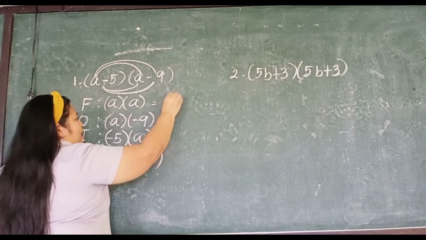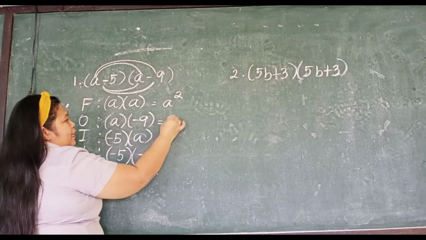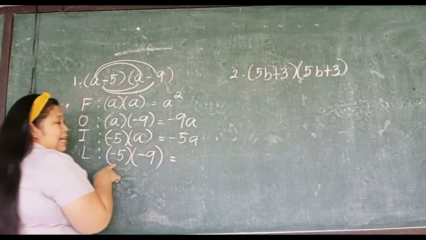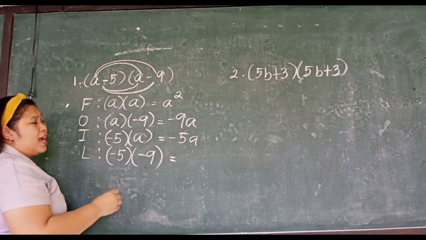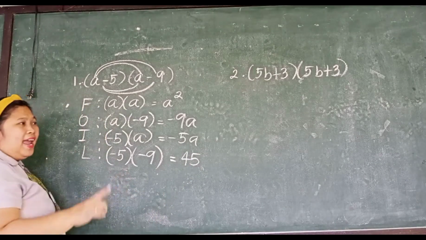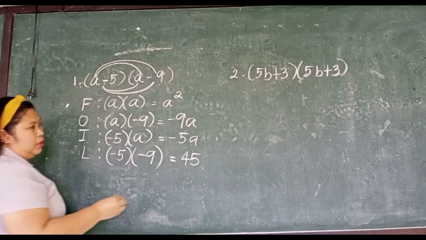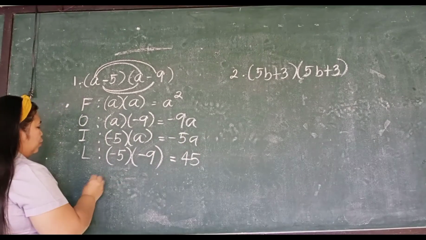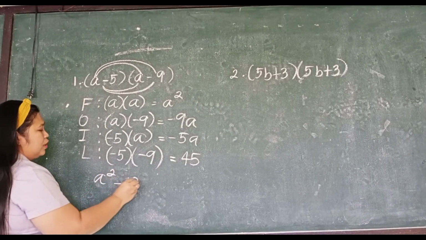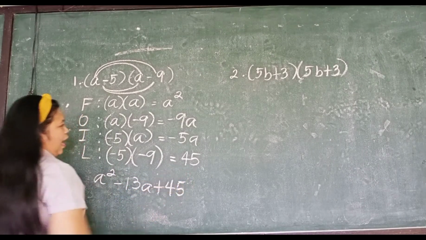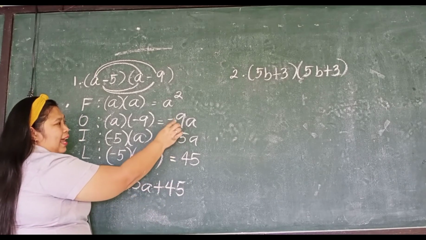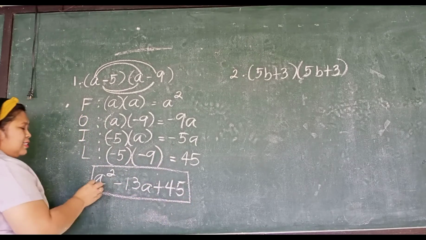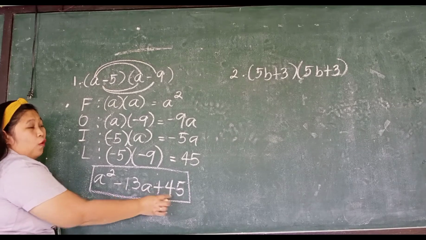a times a, we have a squared. a times negative 9 is negative 9a. Negative 5 times a is negative 5a. Negative 5 times negative 9, applying the rule of signs, is positive 45. And then, combine our similar terms. We have negative 9a and negative 5a, so we have negative 14a. So therefore, you have a squared minus 14a plus 45. How does it become negative 14? We just add negative 9 and negative 5 since they have the same sign. So therefore, our final answer is a squared minus 14a plus 45.